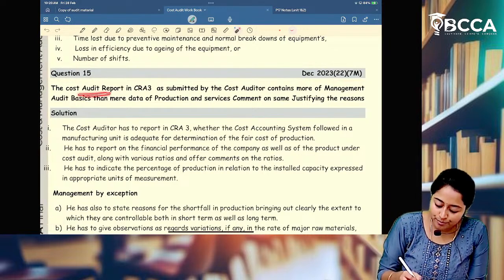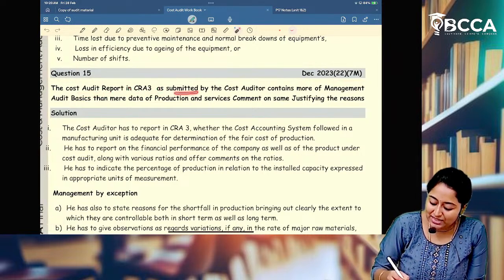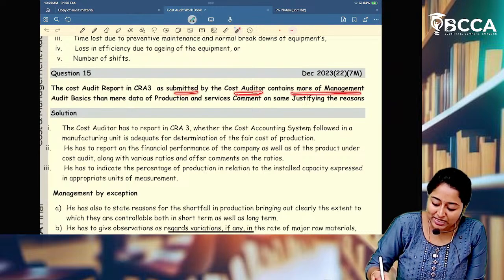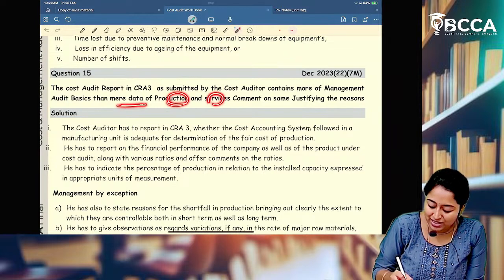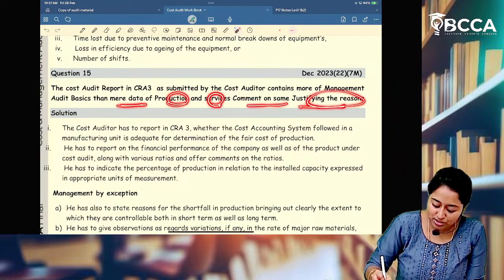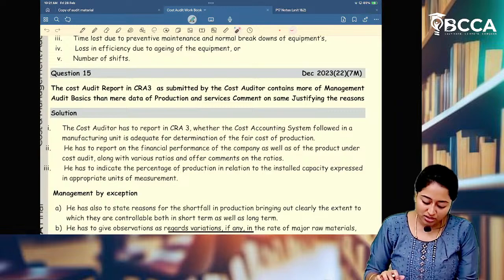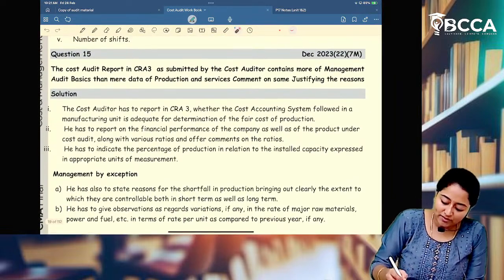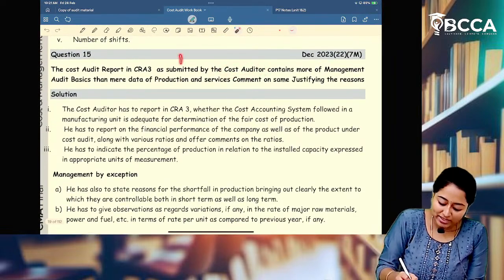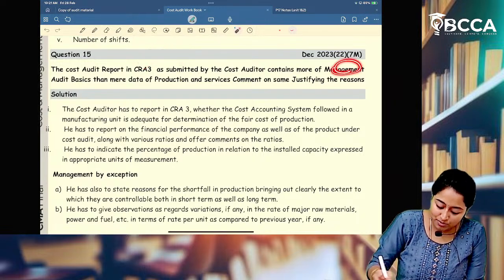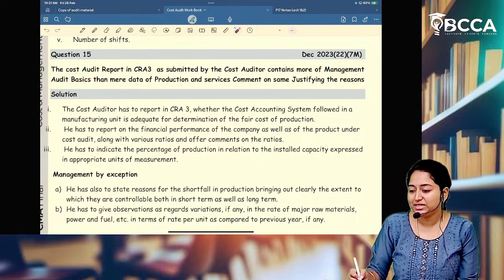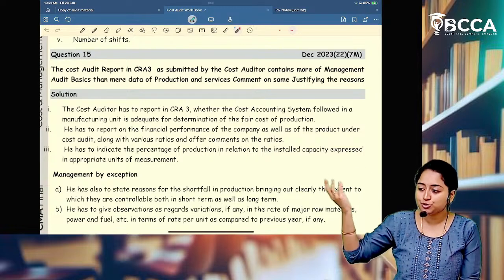Now, question number 15, December 2023, has been asked. The cost audit report in CRA-3 as submitted by the cost auditor contains more of management audit basics than mere data of production and services. Comment on the same, justifying the reasons. So here they are telling us that whatever the cost auditor has included in Form CRA-3 is merely management audit basics. We have a separate unit called management audit, isn't it?